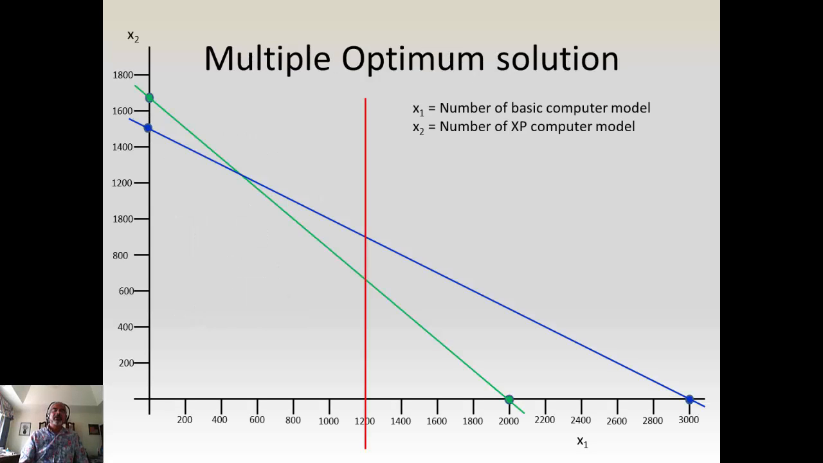Okay, let me illustrate how the multiple optimum solution will work. Suppose this is the feasible region, so you have the blue line up to here and then green and then red, so this is the feasible region. Okay, now you bring in your objective function line. Suppose this is the objective function, now you're trying to maximize. So you start moving the objective function line this way.